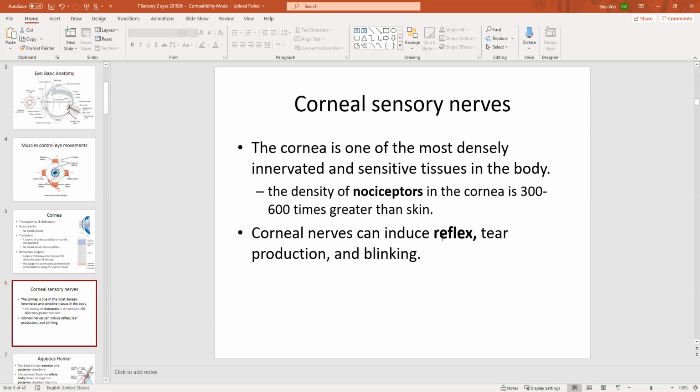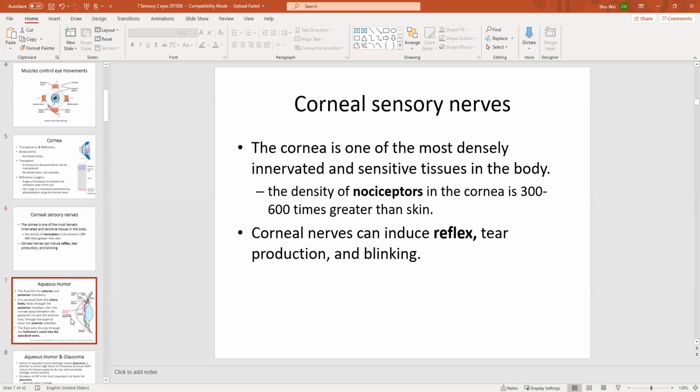Cornea is also important to induce reflex, to induce a blink. If there is an object there, it will trigger the blinking and also tear production. So that's the cornea. What else do we need to know?